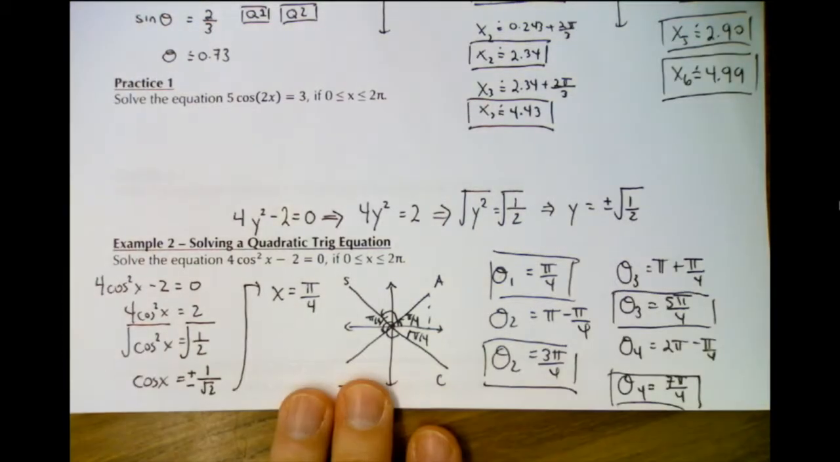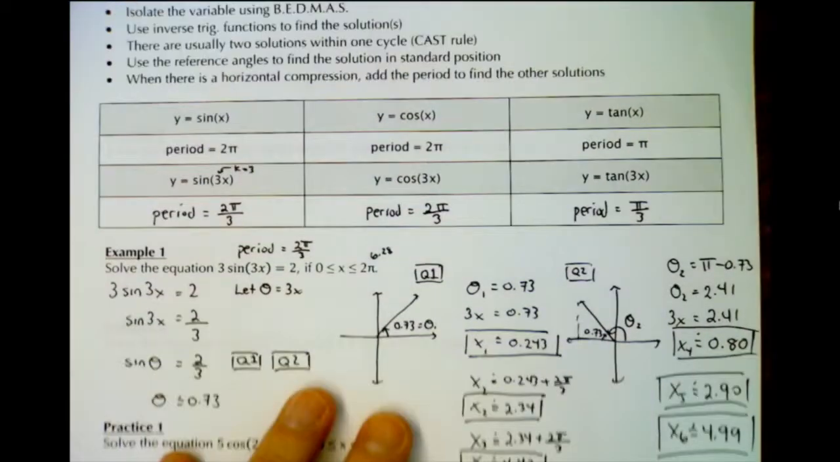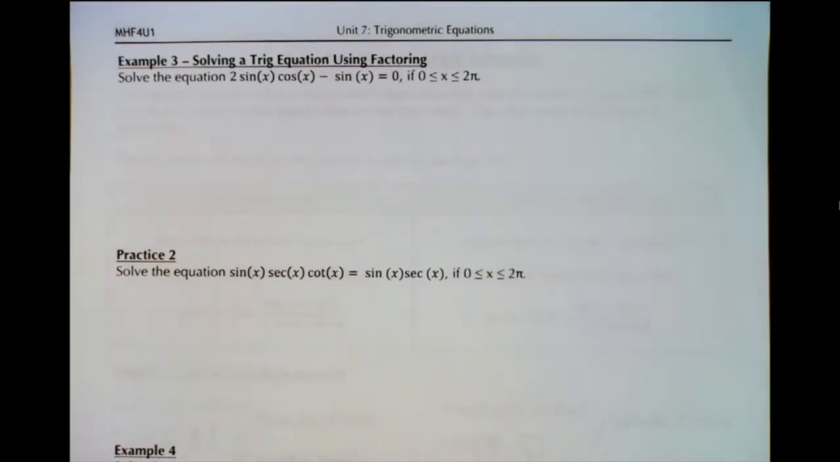That's one example of a quadratic trig term. That's just one term with a squared. In our second example, we have some sines and some coses.